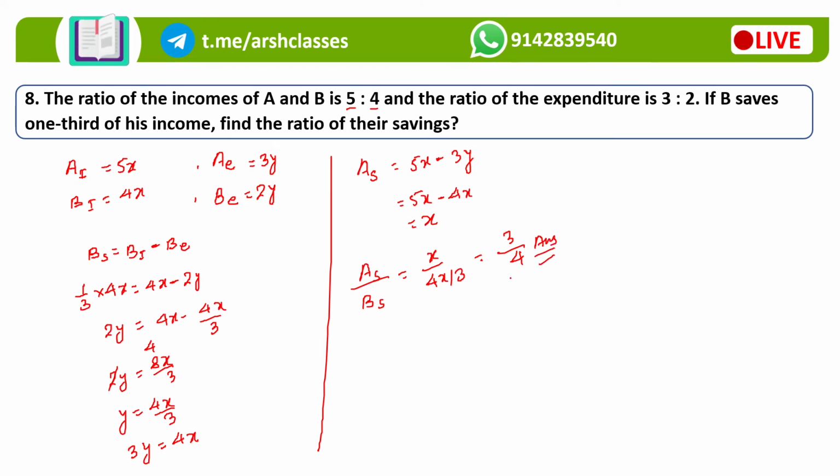Right? Is it clear, guys? Right? Let's move to the next one.